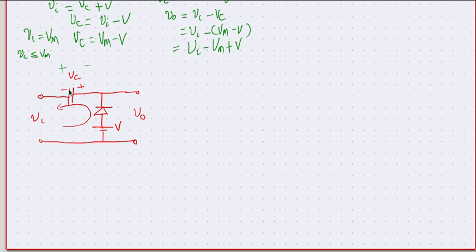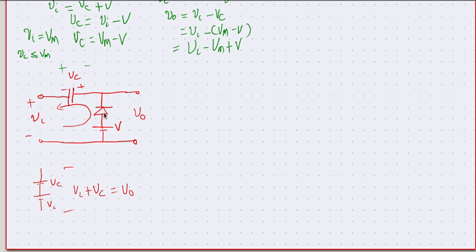Now it is connected in this fashion, and this is what our input is. So it is equivalent to having Vi and Vc in this fashion. Therefore the total is Vi plus Vc instead of Vi minus Vc. So the output voltage will now be Vi plus Vc instead of Vi minus Vc.